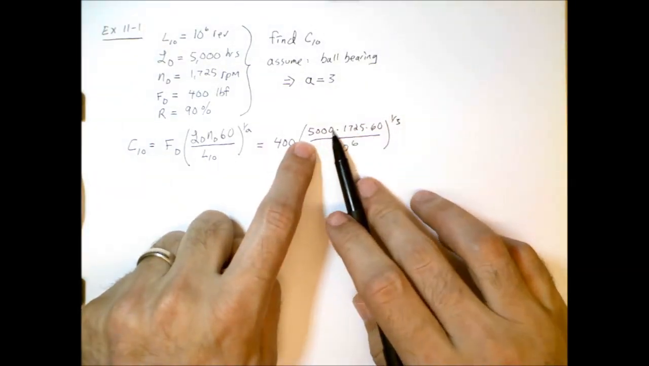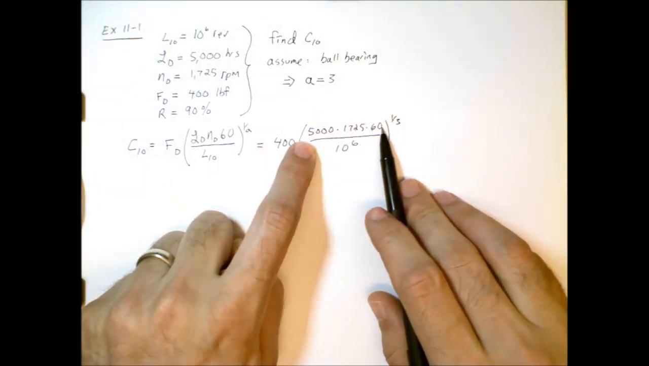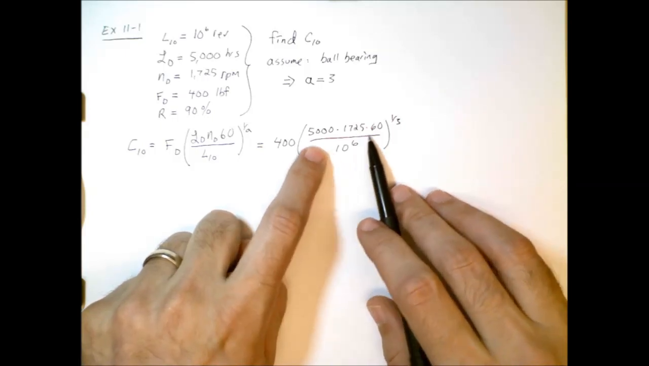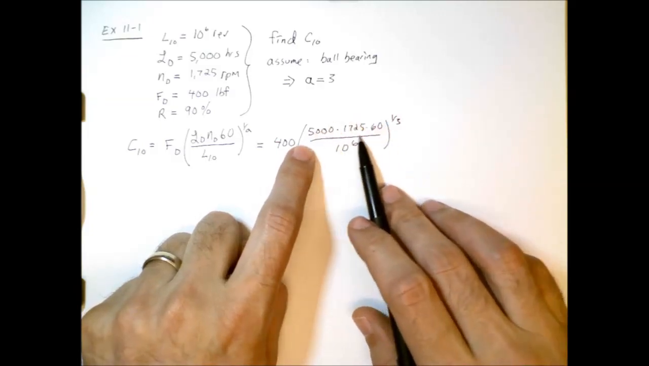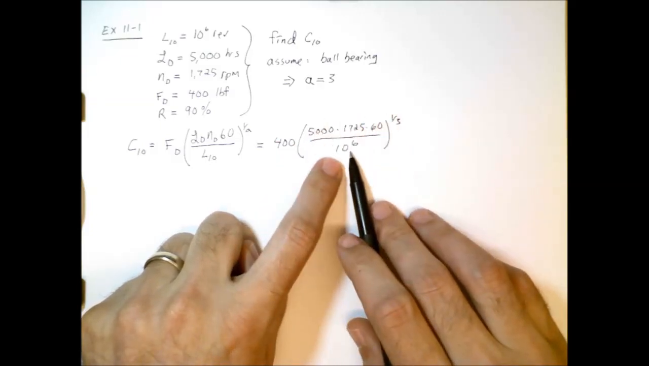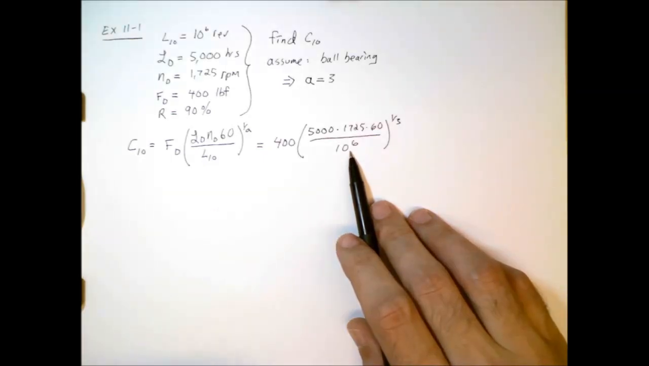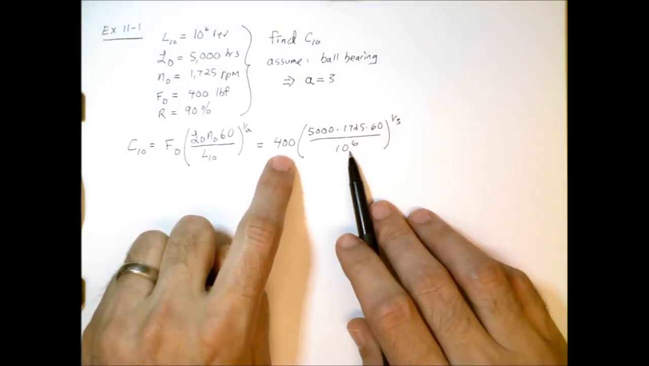So let's have a look here. The numerator up here, if we were to multiply that out, is actually much larger than the L10 life. Remember, the L10 life is typically a rather short life for bearings. So because we have a much longer life than the L10 rating, we can expect that we need to select a much stronger bearing, or in other words, the catalog load rating is going to be a lot higher than 400 pounds.